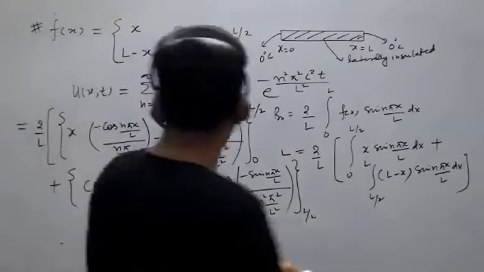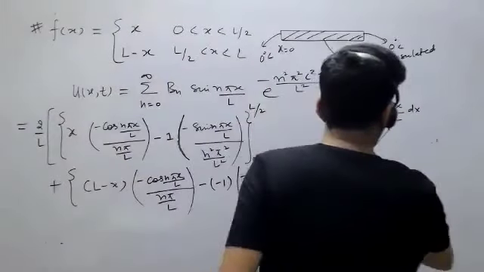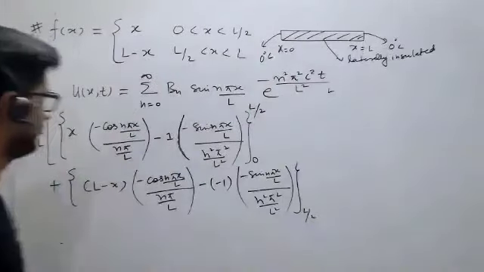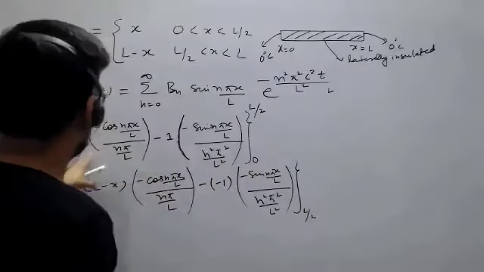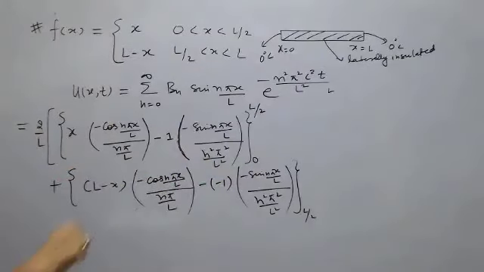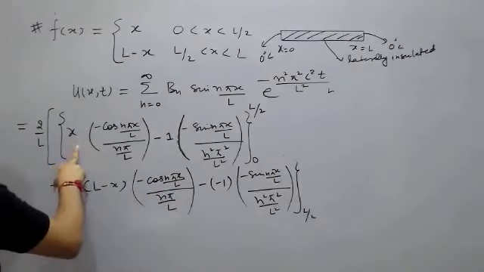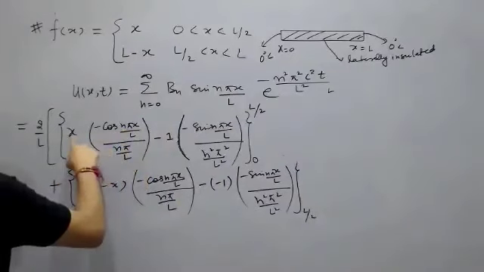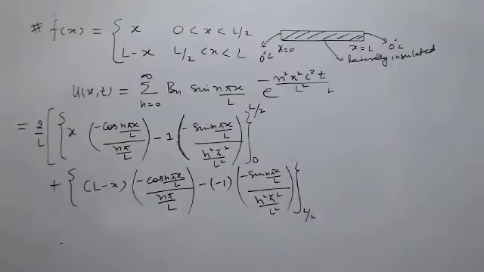So now let us write the value of Bn. Upper limit minus lower limit. So this term became the same. And what about here? Here you will get the lower term as 0 because 0 is here. Correct? And the upper term will be minus. Here you will get L by 2, so it will become cos n pi by 2. Correct?